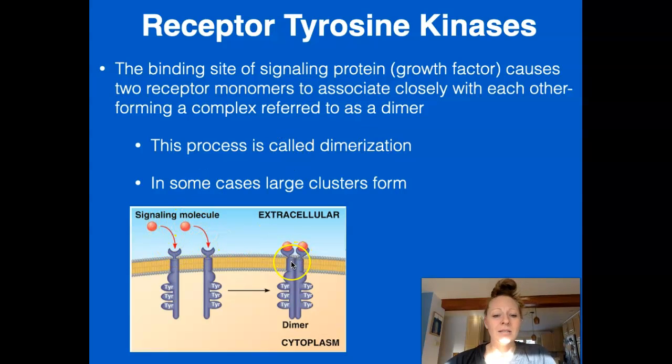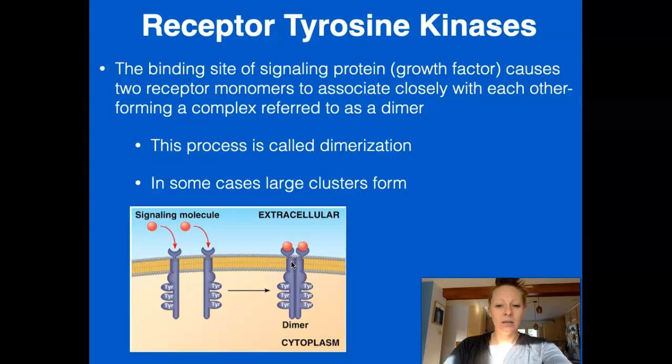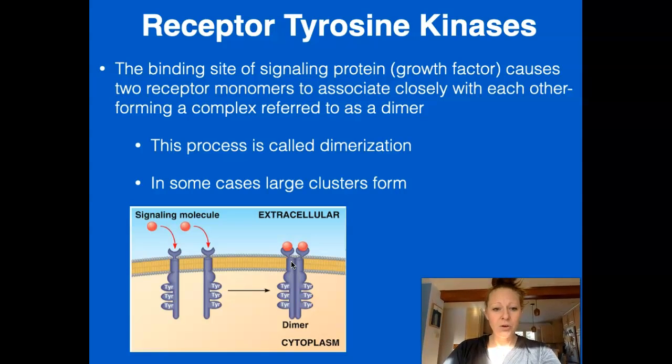And what this causes is for both of those transmembrane proteins to associate or to grow closer to one another. And this is called dimerization. Because they get a little bit closer to one another, this can happen with just two, or it can be in large clusters, which would cause a greater signal. But this is going to sort of activate these molecules. Once they come together, their closeness is going to activate these tyrosines.